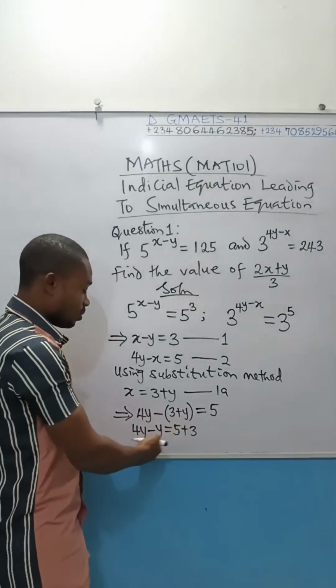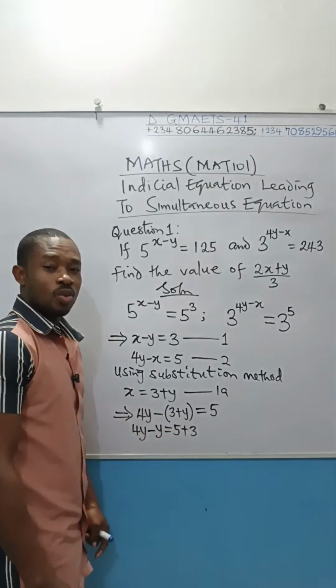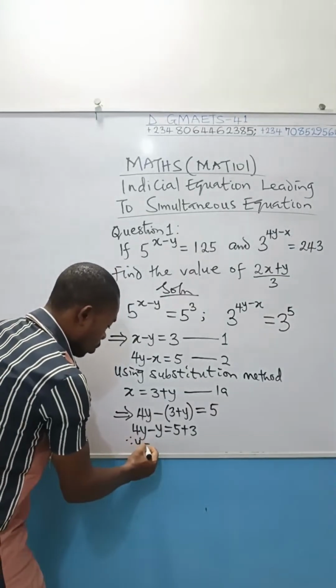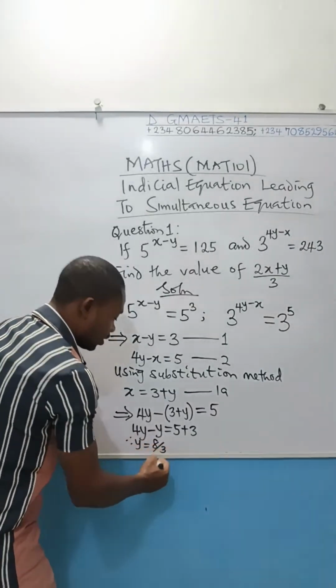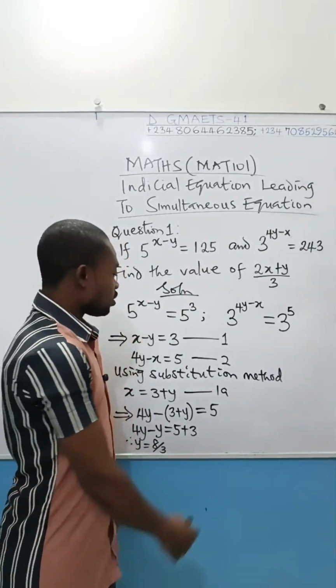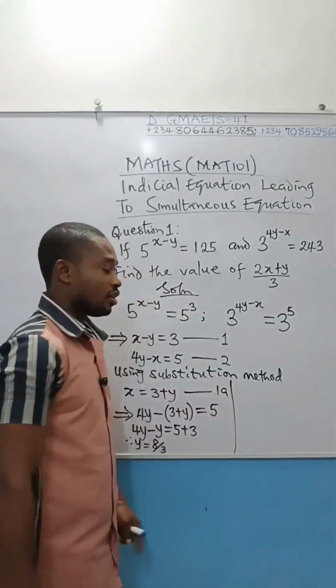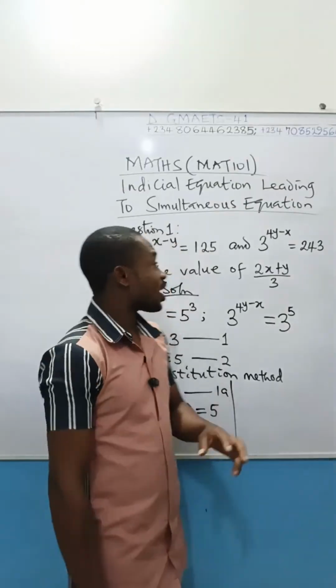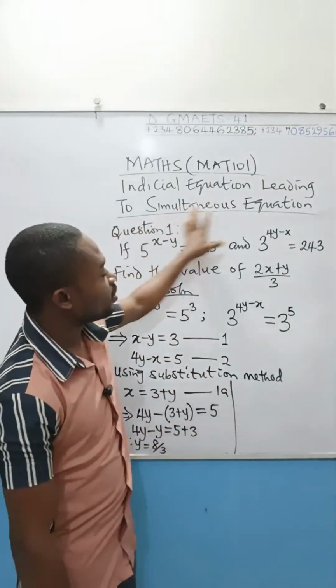Divide both sides by 3. And you get y equal to 8 over 3. Therefore, y is equal to 8 over 3. That's the value of y. Having gotten the value of y, we can actually get the value of x. To get the value of x, you can use any of these equations on the board.